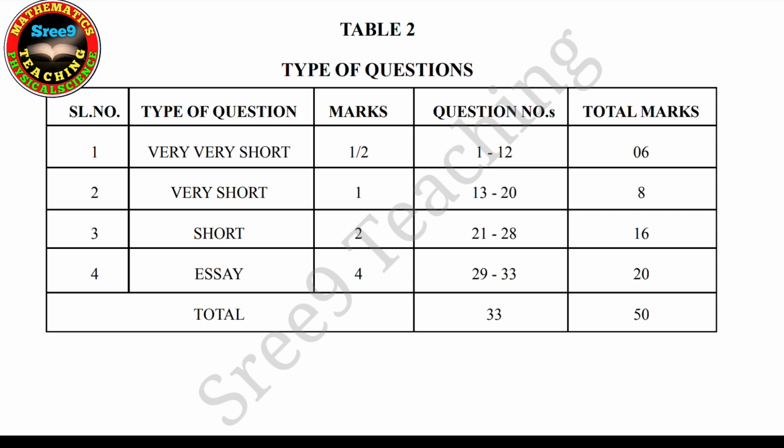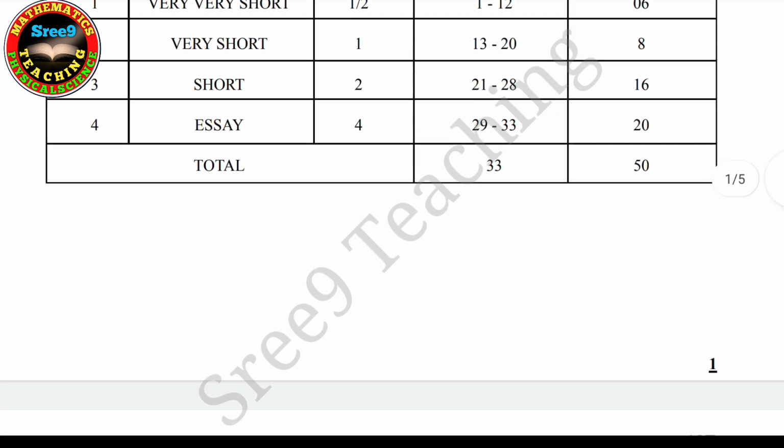Now after that, serial number 3, short answer questions. So each question carries 2 marks, and the question numbers will be from 21 to 28. They will be 8 questions, and 8 twos are 16 marks, right? And last, essay type questions. Each question carries 4 marks, and number of questions will be from 29 to 33. They will be 5. So 5 fours are 20. So like that, you will have very short answer questions 6 marks, and very short answer questions 8 marks, and short answer questions 16 marks, essay questions 20. So total 50, right? Now let us see the question paper.